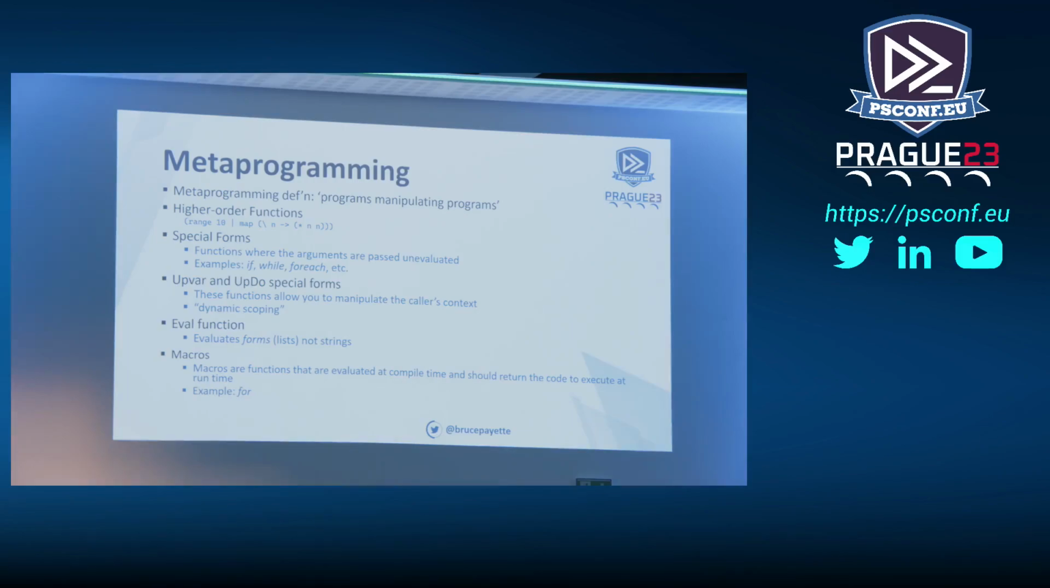There are a couple of functions that help you write those, upvar and updo. They allow you to take a chunk of code and say, execute it in my dynamic caller's scope. Again, it's hard to explain. I have some examples in the test suite and so forth. How am I doing on time?